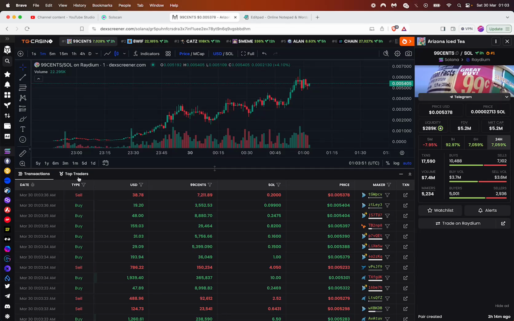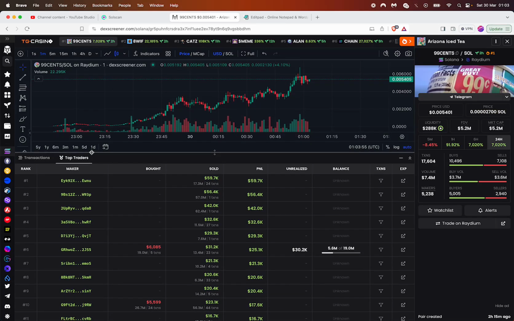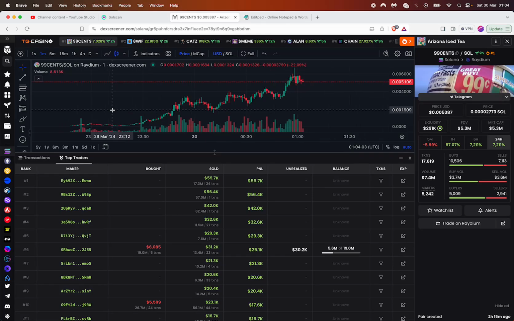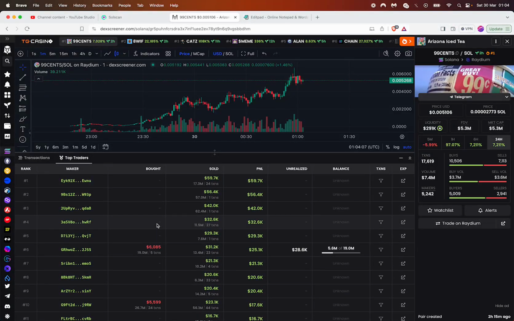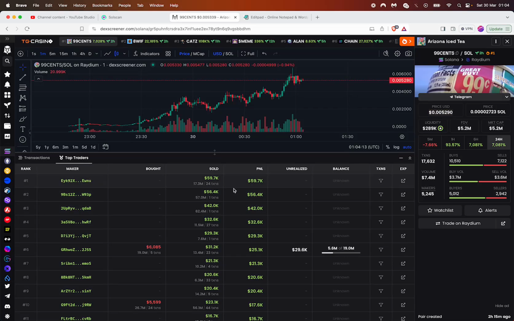So here we can click on top traders. Top traders is just saying who are the people who have the best P&L for this particular token. It goes all the way down, gives you a lot of information. We can see what is the address of the person, how much have they sold for, what is their P&L, what is unrealized, what is the balance.